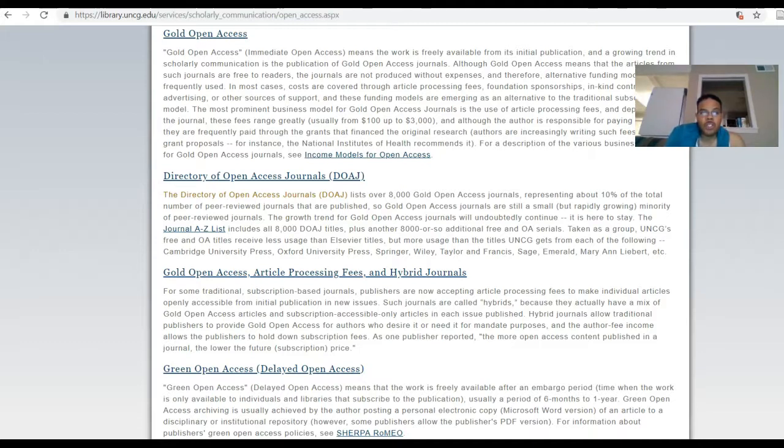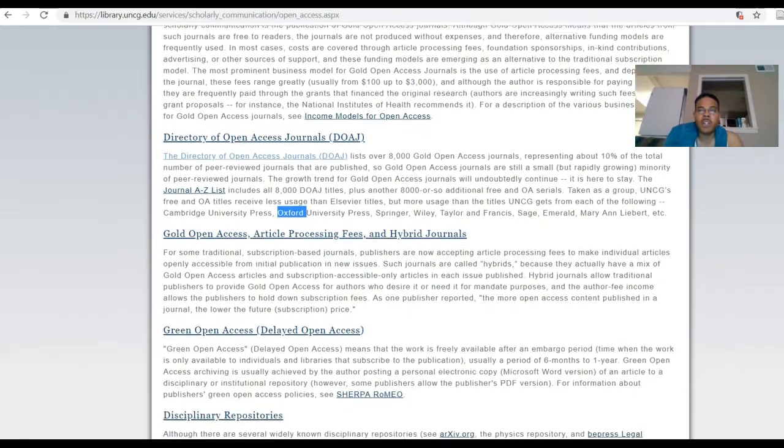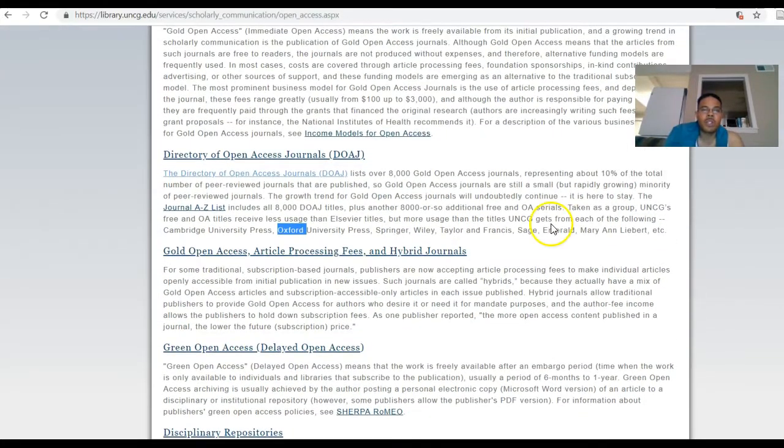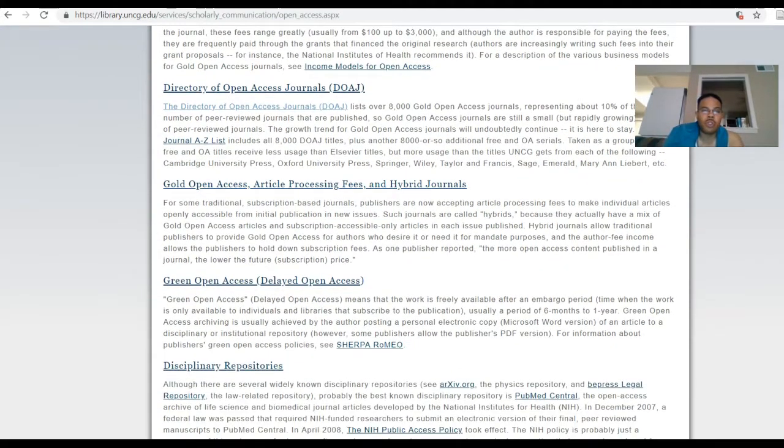Taken as a group, UNCG's free and open access titles receive less usage than Elsevier, which is one of our pay outlets, but more usage than the titles UNCG gets from Cambridge University Press, Oxford, Springer, Wiley, Taylor and Francis, Sage, Emerald, and Mary Ann Liebert. So these are some pretty heavy duty things that are starting to get outdone. You'll see Springer and you'll see Wiley and you'll see Taylor and Francis, Sage and Emerald, all over the place, I assure you.